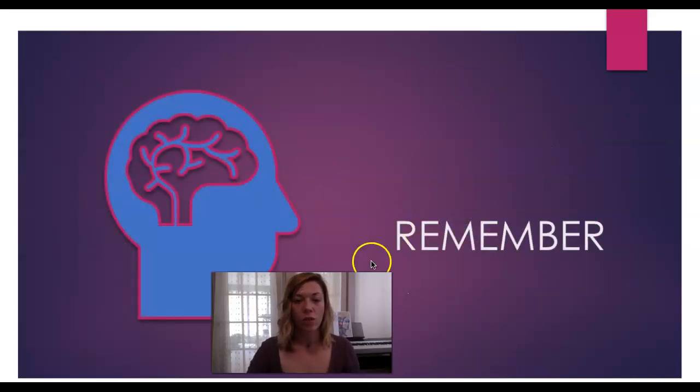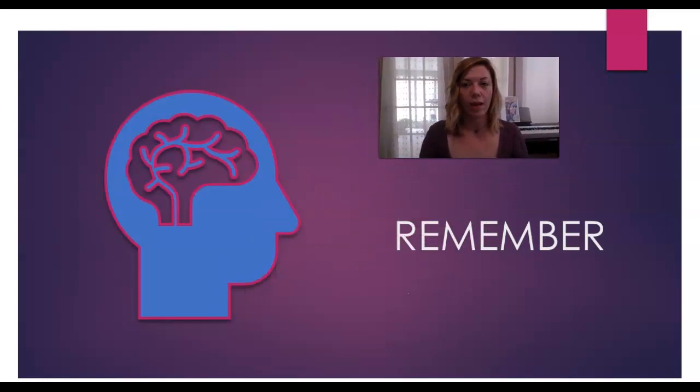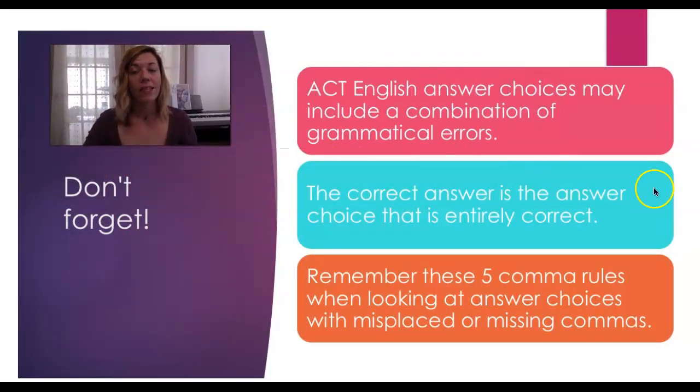All right, so just something to remember, just a last thought for this volume 2 for you to take away. And this is it. Okay, I've said this a couple times, but it is very important you not forget this. The ACT English answer choices may include a combination of grammatical errors. The correct answer is the answer choice that is entirely 100% correct. So if there's one error in that answer choice that's wrong, this will save you time. If you scan vertically and you know, oh, that comma's used wrong, the whole answer's wrong. You don't even have to read to the end of the answer choice. Do you hear me? Do not read to the end of the answer choice. You're wasting your time. You see one error, exit out. It's not right. It's just not. So it has to be entirely correct.